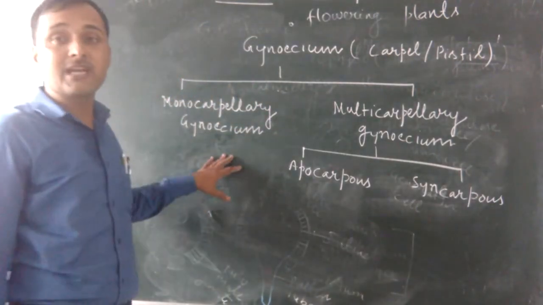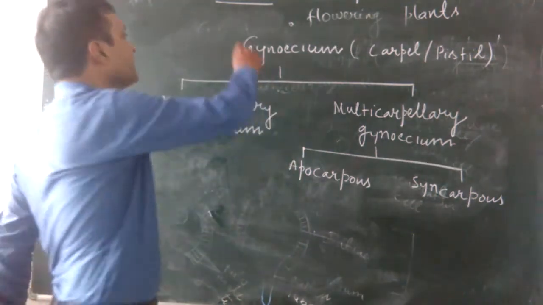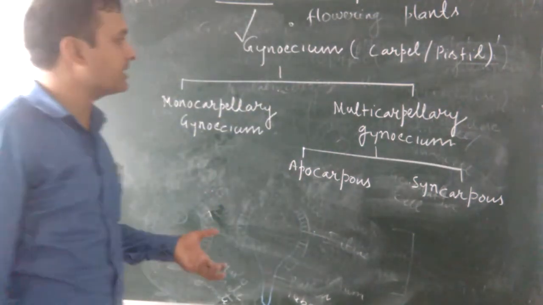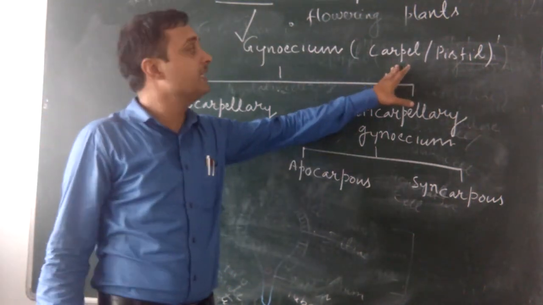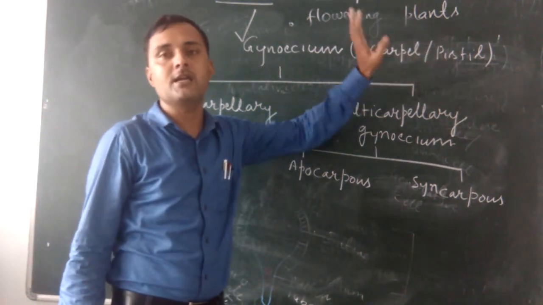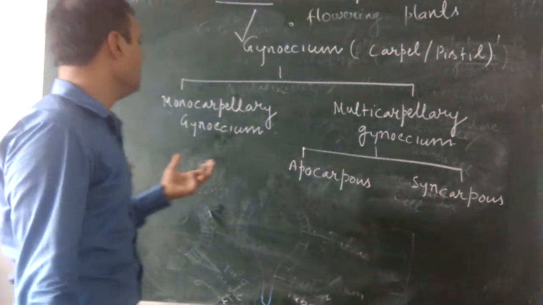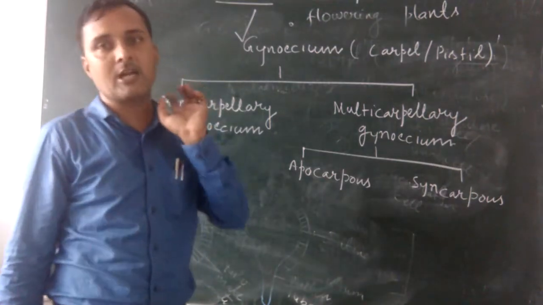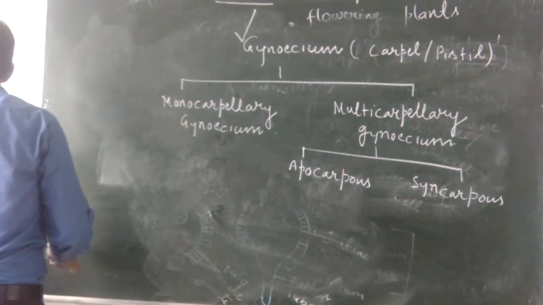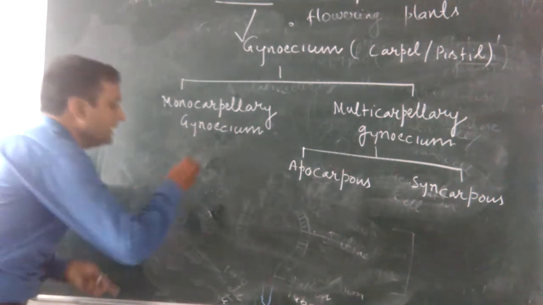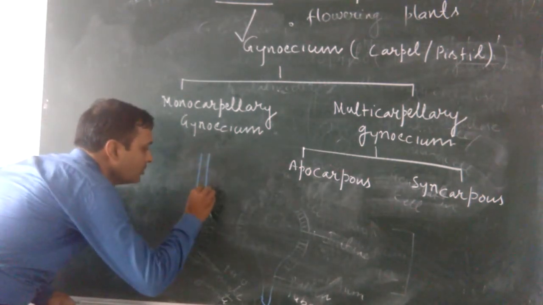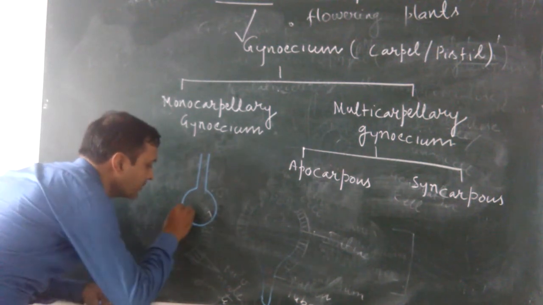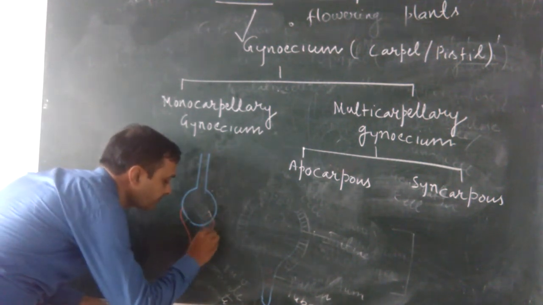First of all, what is gynoecium? Gynoecium represents the female reproductive part of the flower. Each gynoecium consists of the basic units known as carpel or pistil. Each carpel has 3 parts: stigma, style and ovary. Already explained. Now see, what is monocarpellary gynoecium? The gynoecium which consists of a single carpel. When the gynoecium contains only a single carpel, such a gynoecium is known as monocarpellary gynoecium. This is monocarpellary because the number of carpels is only one.